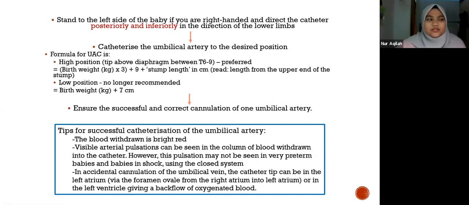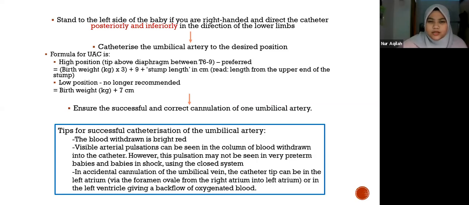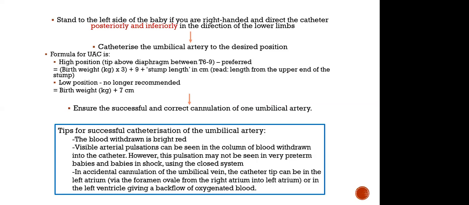We can check for the oxygenation. Okay, so you can send the sample for blood gas. If you see the PaO2 is high and the CO2 is low, it's artery. If the PaO2 is low and CO2 is high, you know it's vein. How else can you assess whether it is venous or arterial? You can do the post-procedure X-ray. Oh, okay, fine, but that will take time.